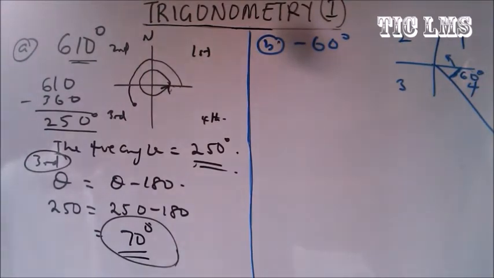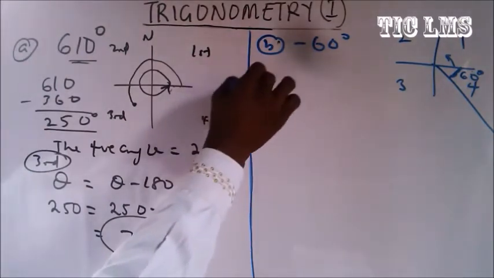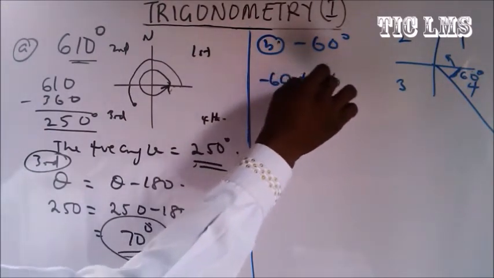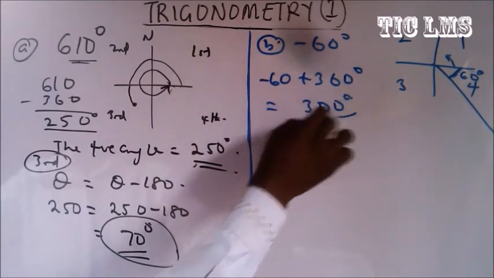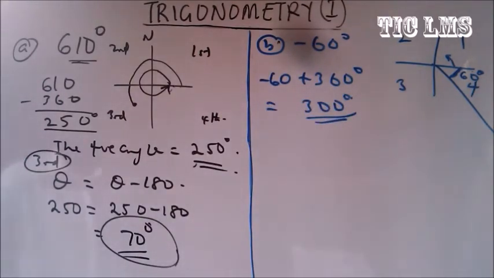And so what we need to do to get its equivalent positive angle is to add 360 to it. And so we'll have minus 60 degree plus 360 degree. Hence, that gives 300 degree. And so the equivalent positive angle of minus 60 degree is 300 degree. Next, we could be asked to find its equivalent acute angle.